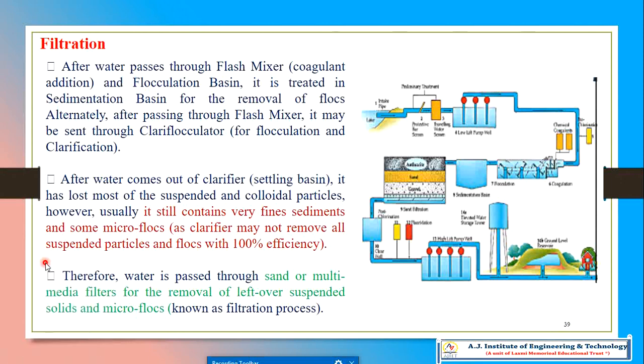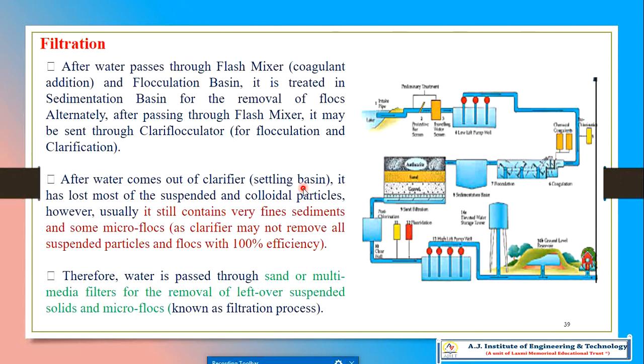How is the filtration done? After water passes through a flash mixer, which means coagulation, sedimentation cum coagulation or flocculation basin, it is treated in a sedimentation basin for removal of flocs. Alternatively, after the flash mixer it may be sent through a clariflocculator, for flocculation and clarification. This is what our process did in the previous slides. Now, water comes out from the clarifier, that is the settling basin or sedimentation tank, depending on the setup.